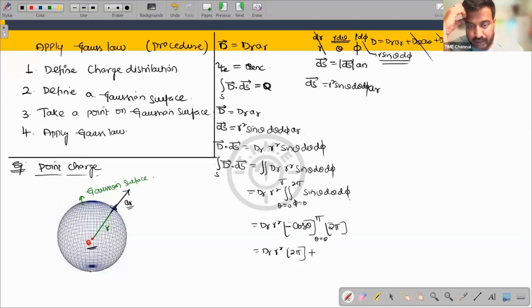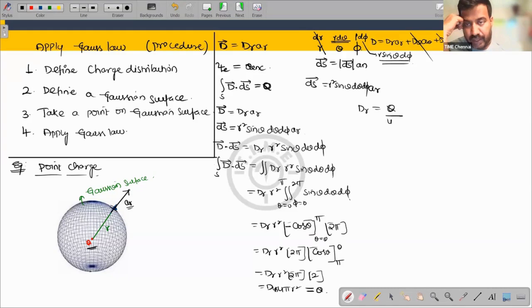This is minus cos theta here. I can write this as cos theta, limits pi to 0. Cos 0 is 1 minus lower limit cos 180 is minus 1. 1 minus of minus 1, 1 plus 1, 2. This implies Dr into 4 pi r square is equal to RHS, q. Implies Dr is q by 4 pi r square.